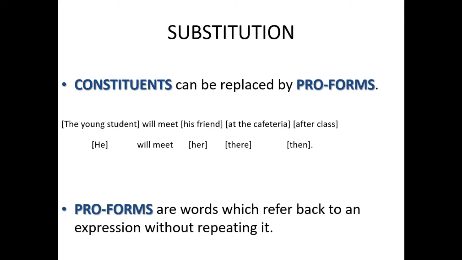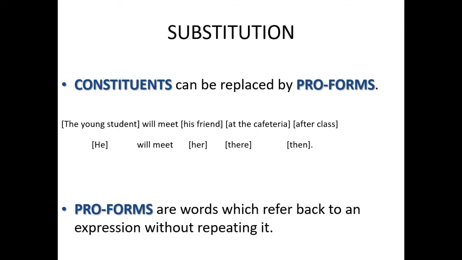But at least with this test, you know that the young student can be replaced with a pronoun, so it's either the subject or the object. And then, since it's in front of the verb, you know that it's the subject. He will meet her, so it's either subject or the object, but because it's behind the verb, you know it's an object. So it's useful.